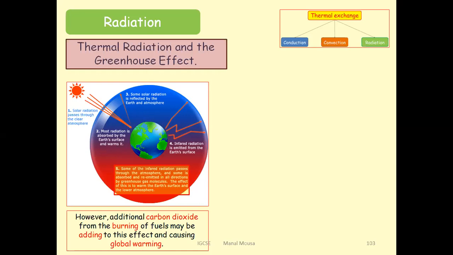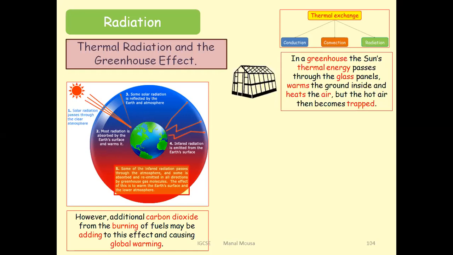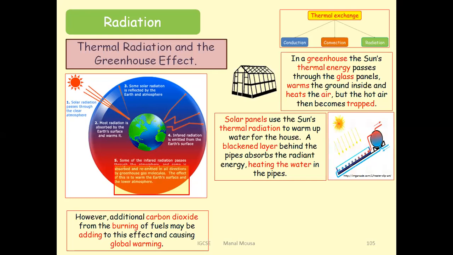So this is the application in agriculture. In a greenhouse, the sun's thermal energy passes through the glass panels, warms the ground inside and heats the air, but the hot air then becomes trapped inside to help in agriculture. Third application, solar panels use the sun's thermal radiation to warm up water for the house. A blackened layer behind the pipes absorbs the radiation energy, heating the water in the pipes.